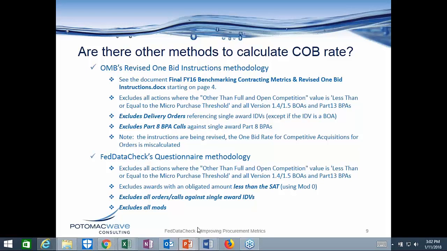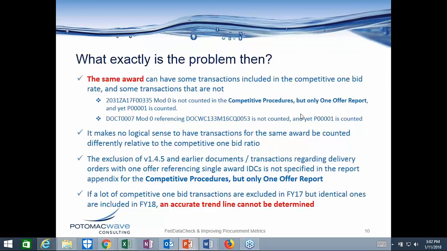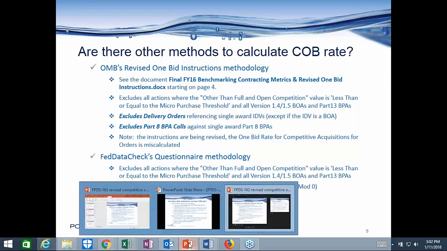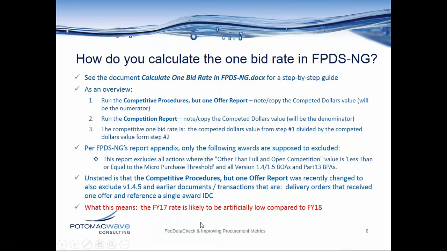So you've got three different methodologies you can look at in Fed Data Check. We can go through that another time. But you can look at the FPDS NG methodology, aka the OMB methodology, which is what we originally went through. You can do the OMB revised methodology, where you throw out a fair number of awards, or you can use the questionnaire methodology, where you throw out a ton of awards. Gee, hopefully I didn't muddy the waters too much.